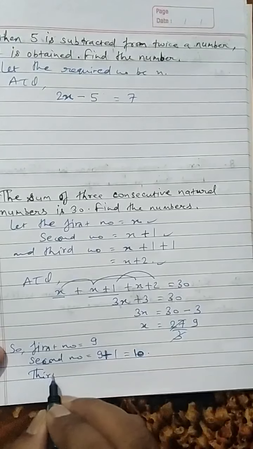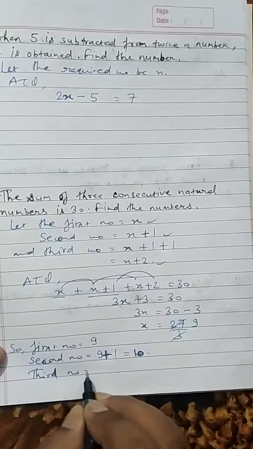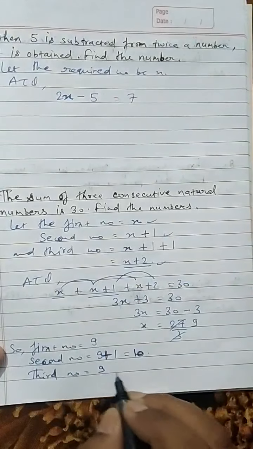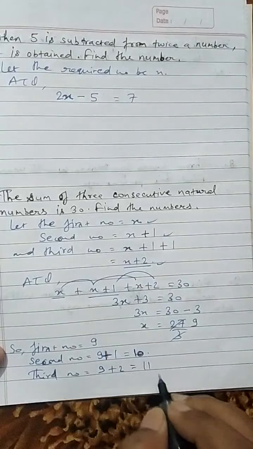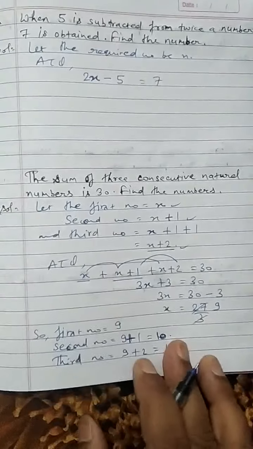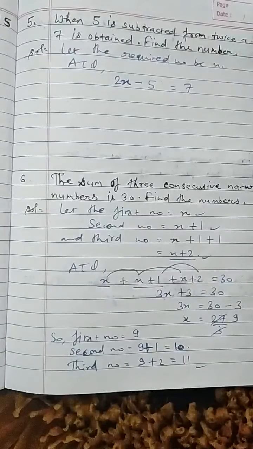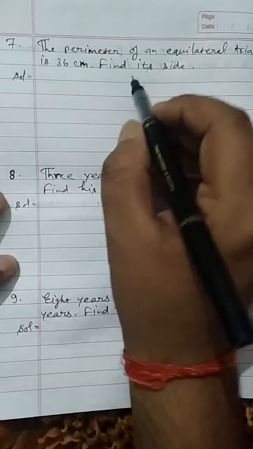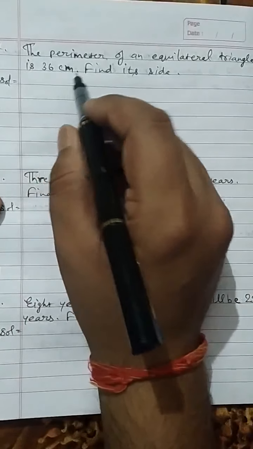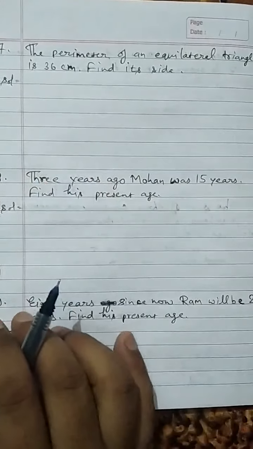And third number is x plus 2. So 9 plus 2 gives you 11. Okay. And now our question number 7. Question number 7 is, the perimeter of an equilateral triangle is 36 centimeter. Find its side.